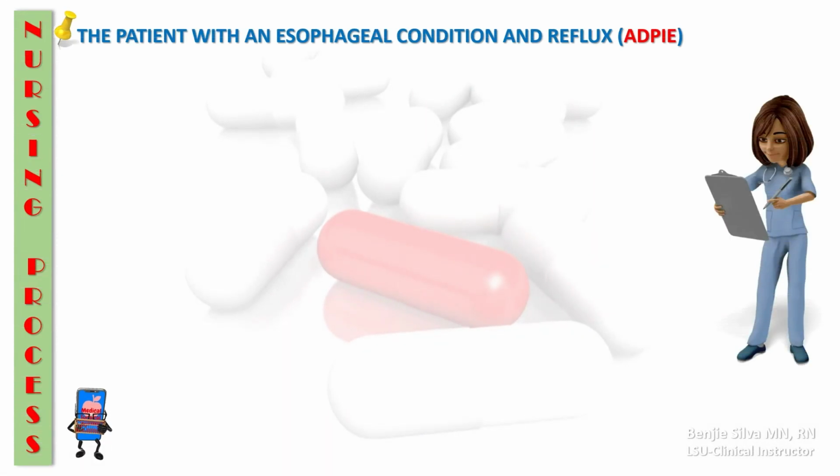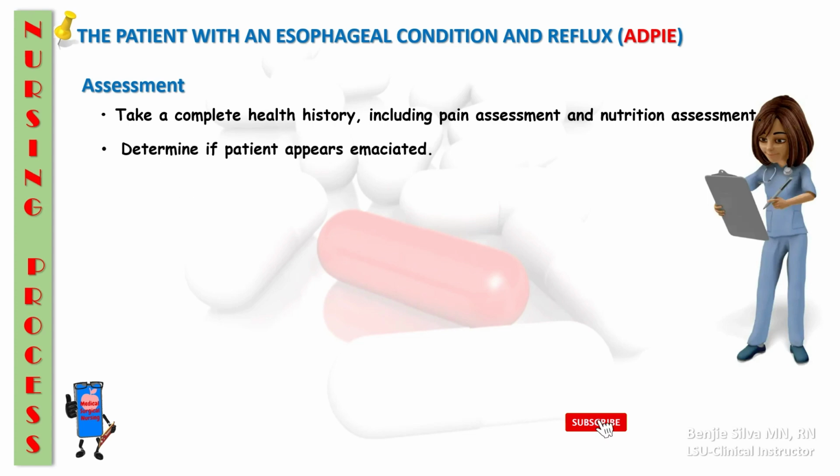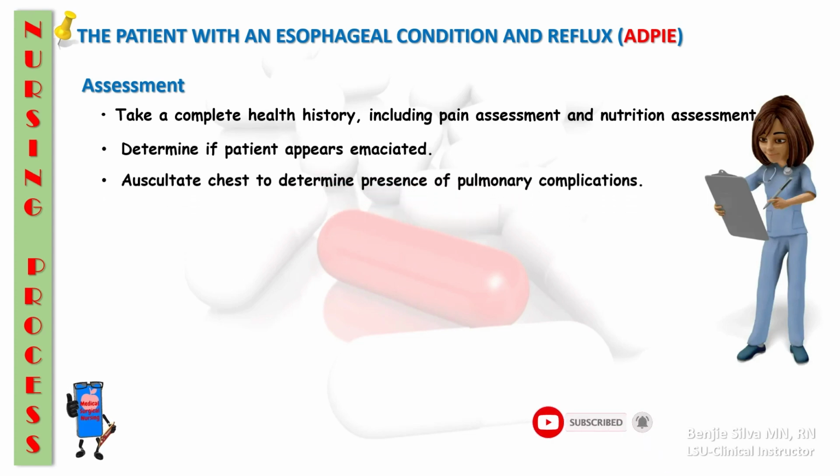Nursing process. The patient with esophageal condition and reflux. Assessment. 1. Take a complete health history, including pain assessment and nutrition assessment. 2. Determine if patient appears emaciated. 3. Auscultate chest to determine presence of pulmonary complications.